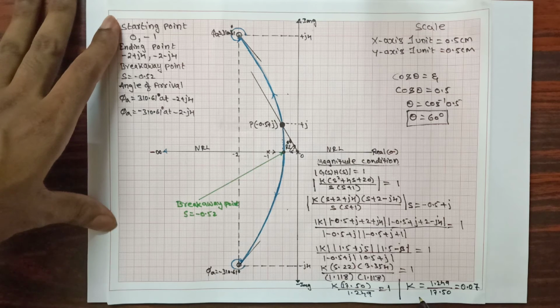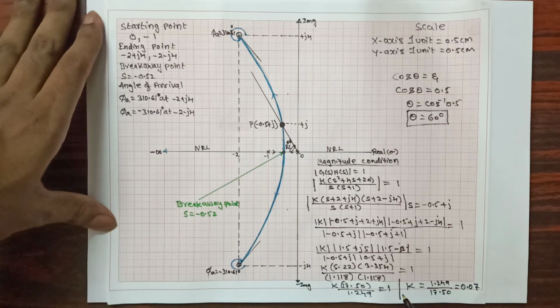Next, for this K value, in the question it is asked to calculate the closed loop transfer function. So next I am going to find the closed loop transfer function by considering this K value.